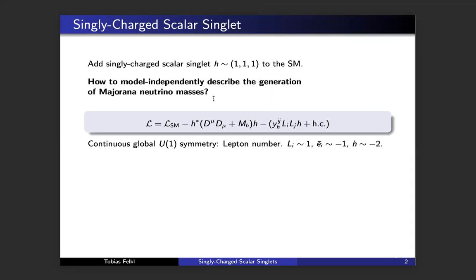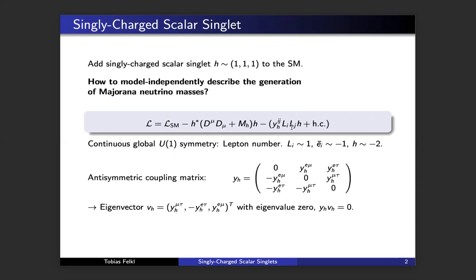So here you can see the Lagrangian of the theory. You have the standard model Lagrangian, you have the kinetic term and the mass term for H, and you have this coupling of H to 2 left-handed lepton doublets, which is the only renormalizable coupling of H to standard model fermions. And quite importantly, the conservation of lepton number is respected by all the renormalizable terms in this theory. And thus one can assign units of lepton number to the leptons and to H, as can be seen here.